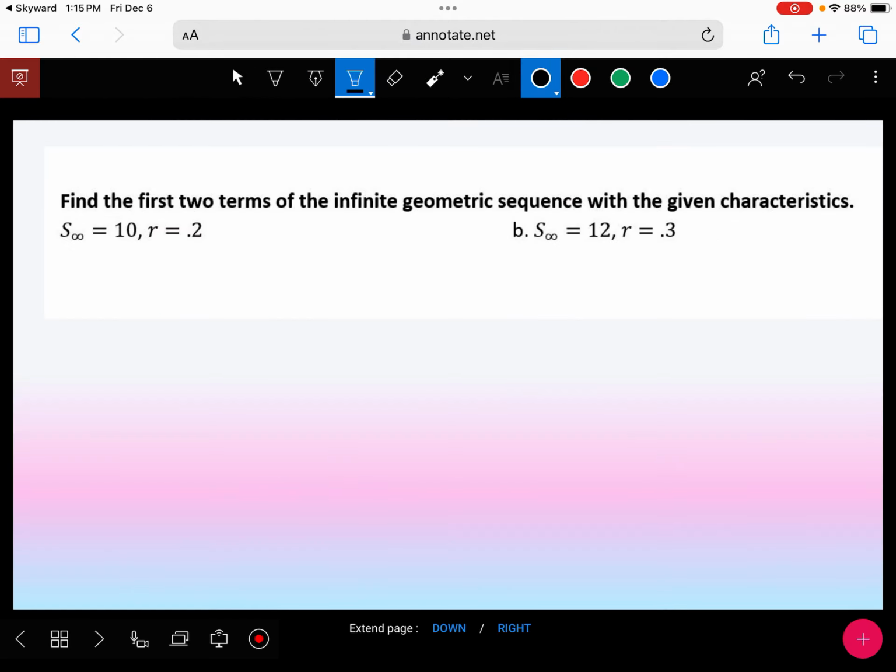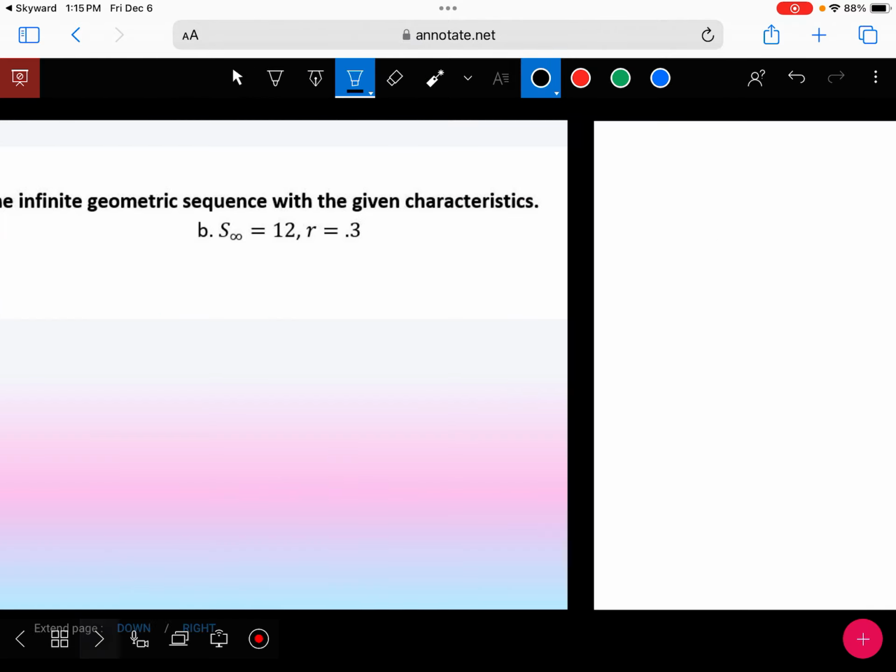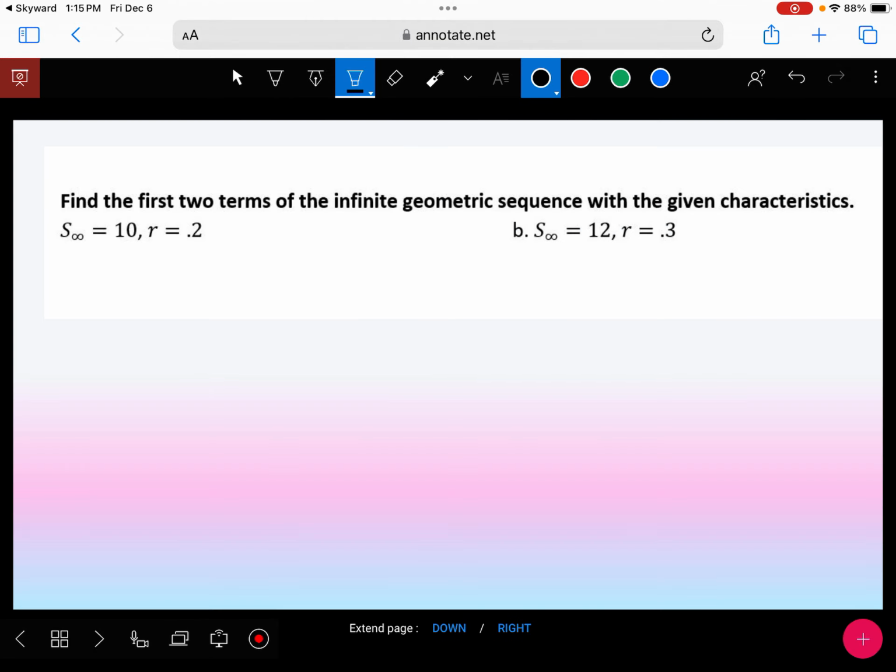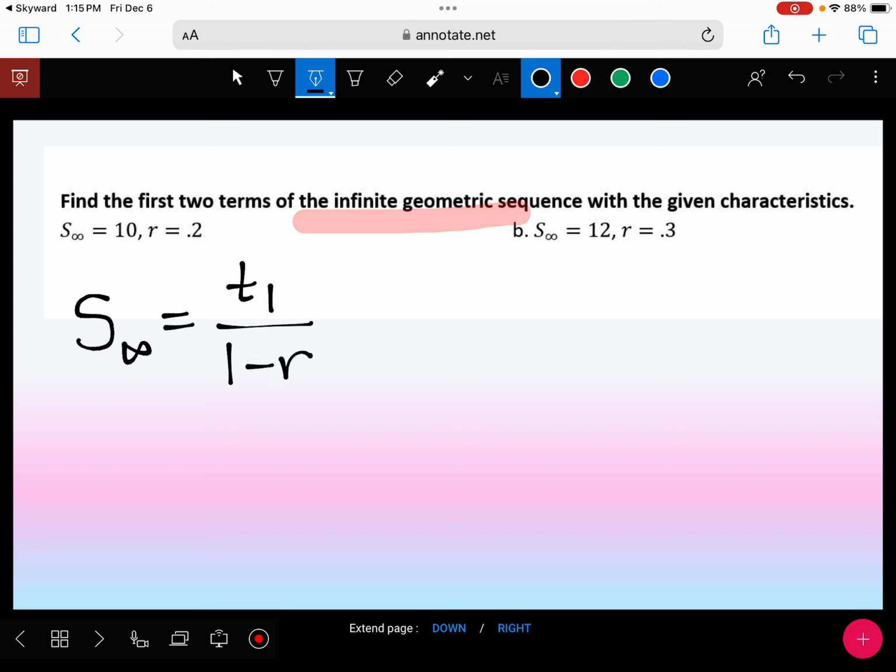All right, last ones, and then we'll be finished for today. So it wants us to find the first 2 terms of this infinite geometric sequence. They told us the sum, and they gave us R. So for an infinite geometric sequence, first we need to realize what the formula is. S infinity, or sum of the infinite series, is equal to T1 divided by 1 minus R. And they gave us this number and this number. And we need to solve for T1.